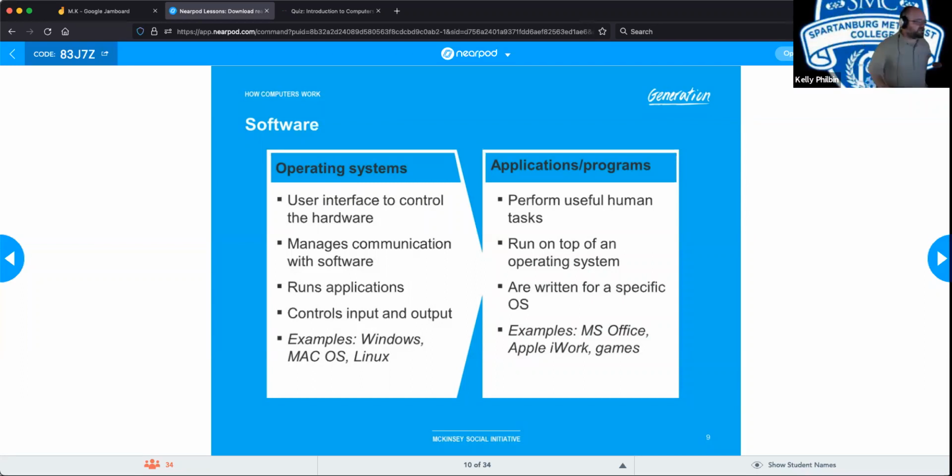Examples of this: Apple iWork, independent computer games. So if you're on a Mac, you're pretty much not going to see many computer games, although that is starting to change, and Microsoft Office as well. So operating systems are your core containers that you would use to interact with all your hardware, and then you run software and applications on top of it to make it more useful to you as an individual.